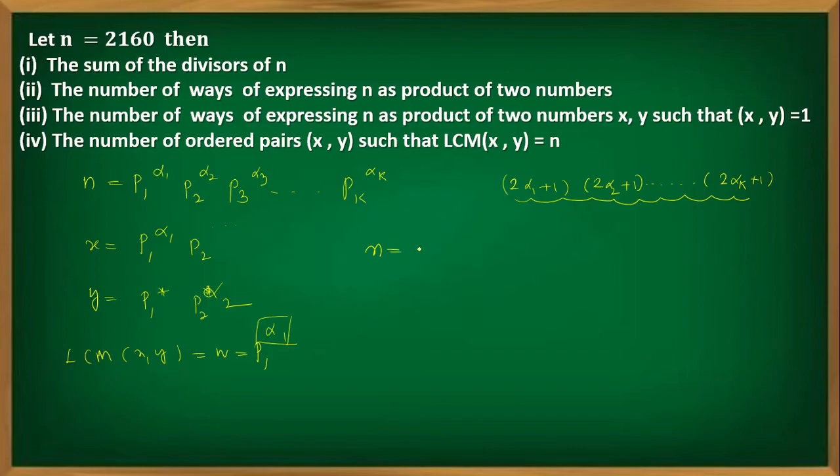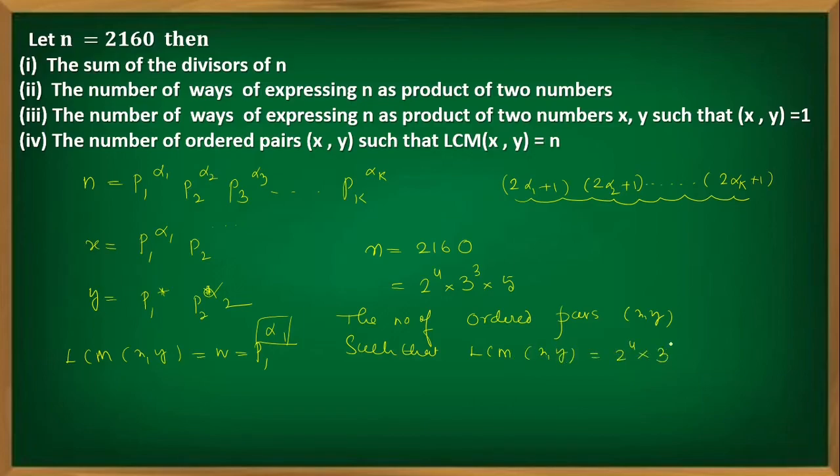Now n is equal to 2160. The canonical form of this will be 2 power 4 into 3 cube into 5. This is the canonical form, correct? So the number of ordered pairs of the form x comma y such that LCM of x comma y is equal to 2160, meaning 2 power 4 into 3 cube into 5, is what? For the first prime the power is 4, so 2 into 4 plus 1; for the second prime the power is 3, so 2 into 3 plus 1; and for the third prime the power is 1, so 2 into 1 plus 1. That is 8 plus 1 is 9, into 6 plus 1 is 7, into 2 plus 1 is 3.